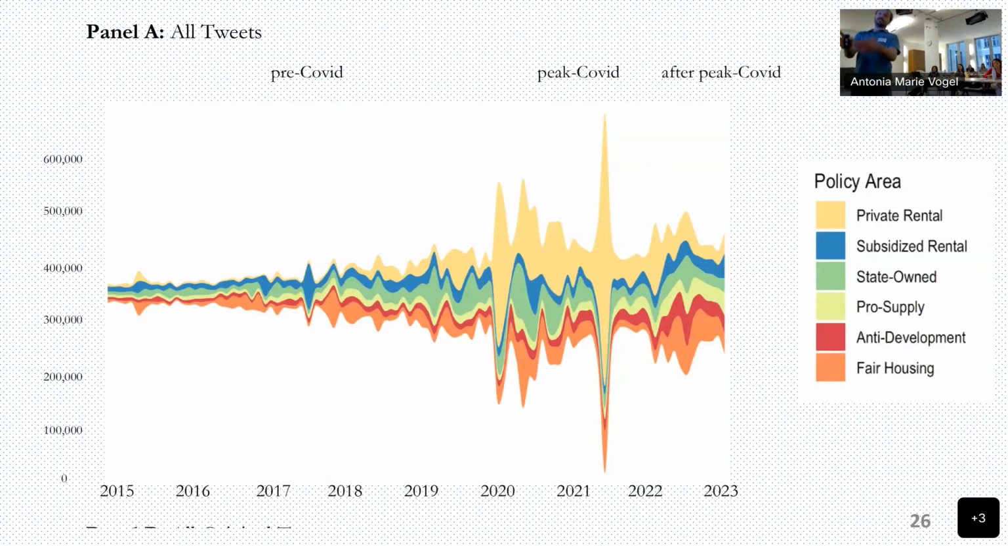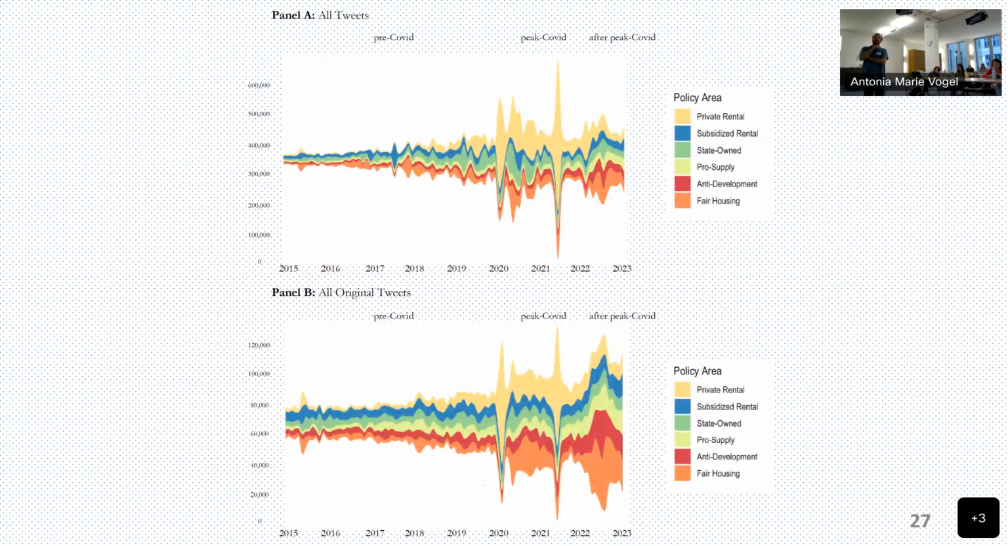So we basically divide the data into pre-COVID. We start at 2015 because that's when Twitter hit 300 million users in the United States. And it's basically plateaued since then. At 2020, you see a kind of massive shift in growth. But after peak COVID, you don't see a major drop-off in the tweets.